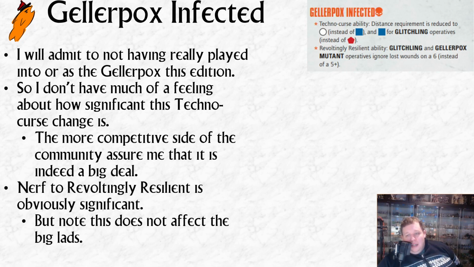Revoltingly Resilient for the Glitchling and the Galapox mutants, not the whole team, so not the big guys. Their Feel No Pain type save has gone down from a 5 up to a 6 up, which, even to me that hasn't got that much experience with the team, is obviously a significant change. Doesn't affect the big lads, but obviously that's going to make it easier to chew through the small stuff. I can imagine it being frustrating when a glitchling manages to survive a round of shooting that really ought to put it down. So hopefully that's going to happen a little bit less often now, which is great.